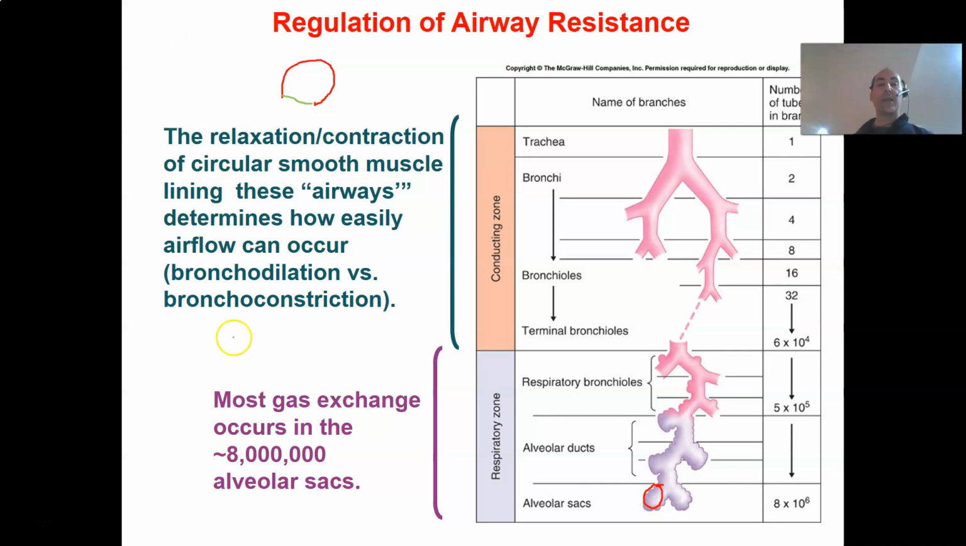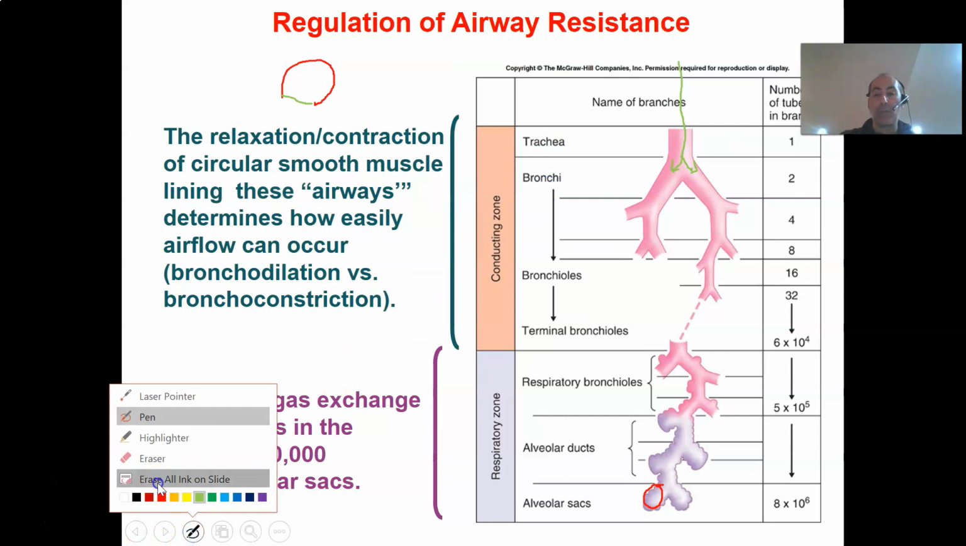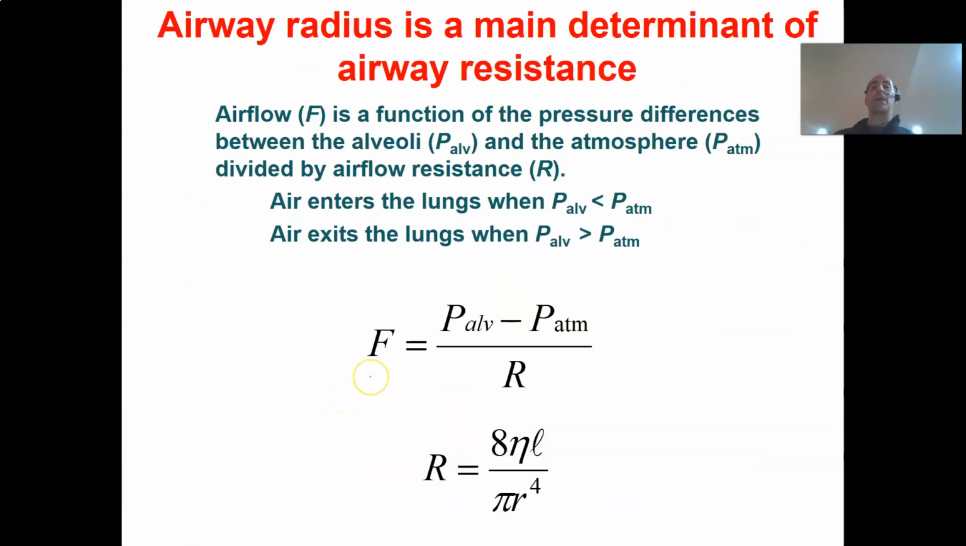As you work your way down the bronchial tree, from the trachea down the bronchial tree, you begin to lose cartilaginous rings and you start to add more smooth muscle. And as you add more smooth muscle and lose cartilage, you increase the tube's ability to constrict or dilate. So the airway radius is the main determinant of airway resistance.